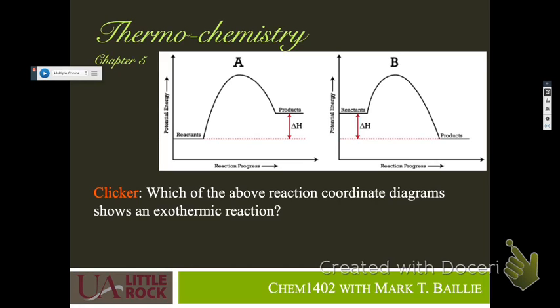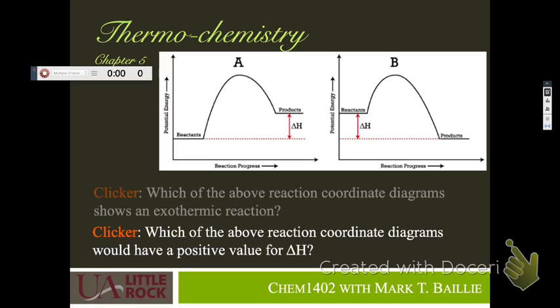Great. So exo means being released. That means that our products are lower energy than our reactants, and over the course of the reaction, this is reaction progress is what they label this axis, you end up with something more stable and it releases energy. I agree.